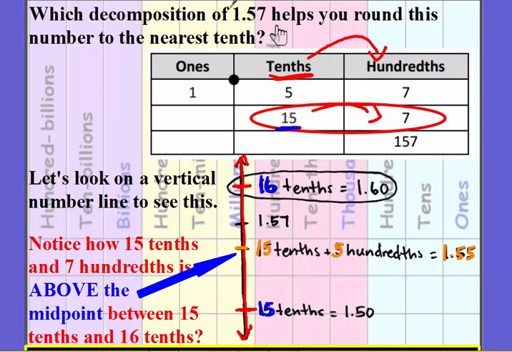Now I can plot my number right here, 1 and 57/100ths. And I see my 1 and 57/100ths is larger than my midpoint. Since it's larger than my midpoint, I round up. So my answer, rounded to the nearest tenth, is 1.60, or 1 6/10.